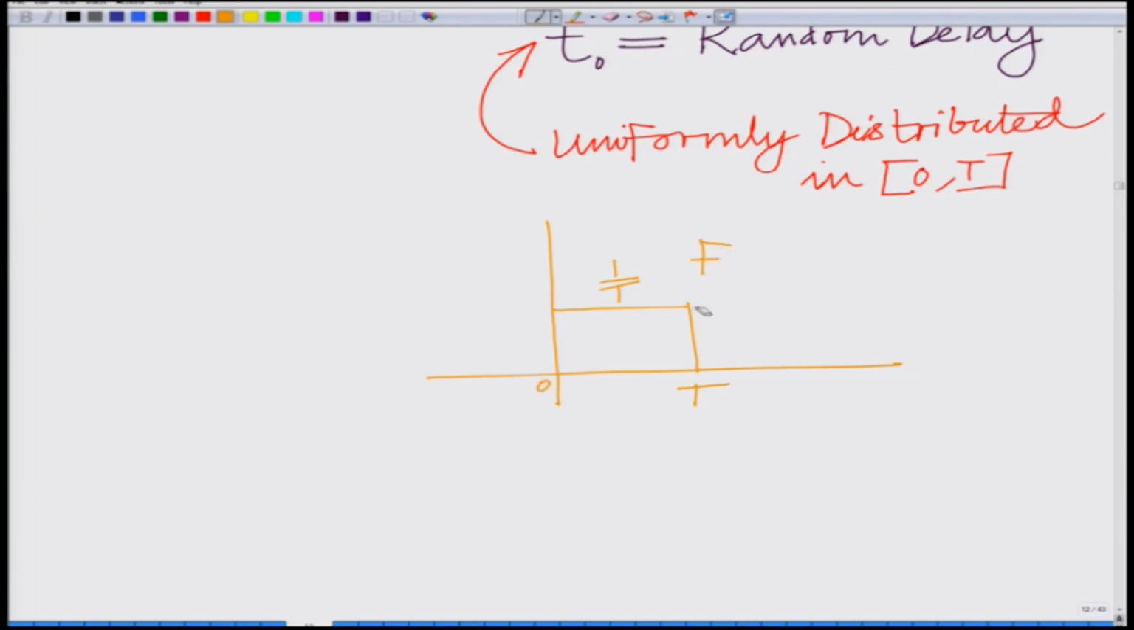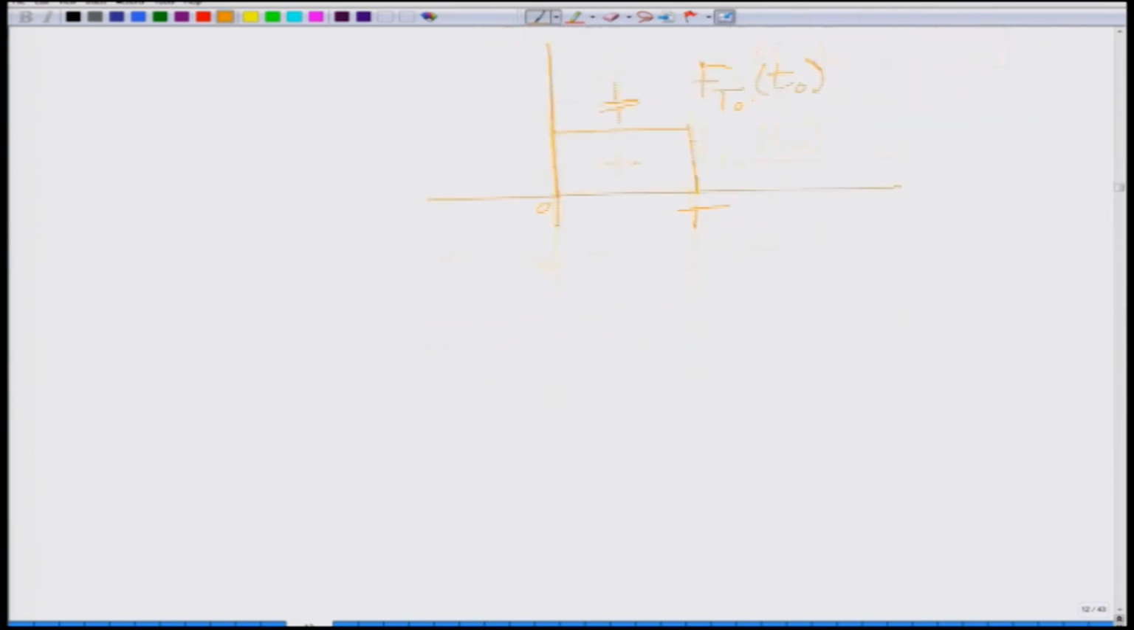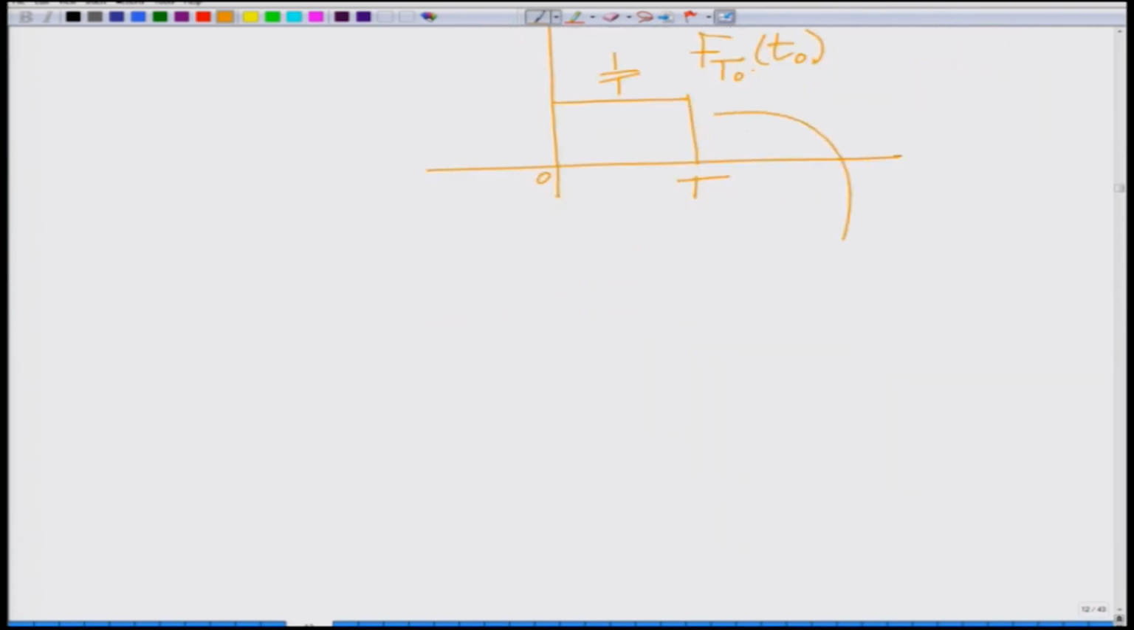So, this is your f of T naught of T naught. This is the uniform probability density function of T naught. Okay. So, now what we are assuming is that this digital communication signal has a random delay T naught, which is distributed uniformly in 0 to capital T, where capital T is the symbol time, and 1 over capital T is the symbol rate.